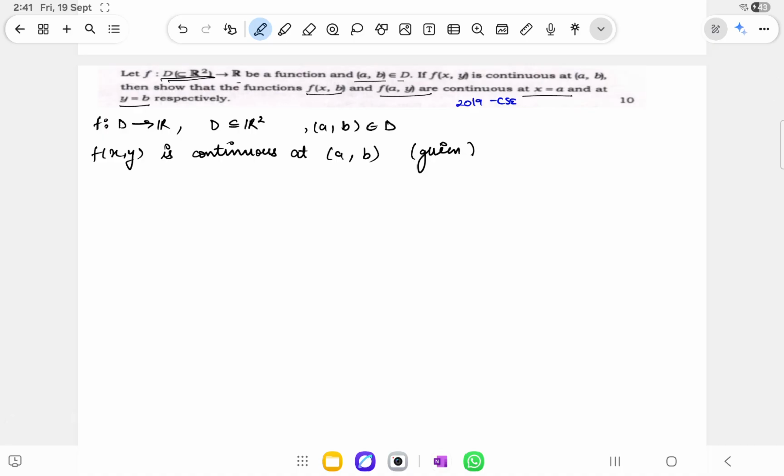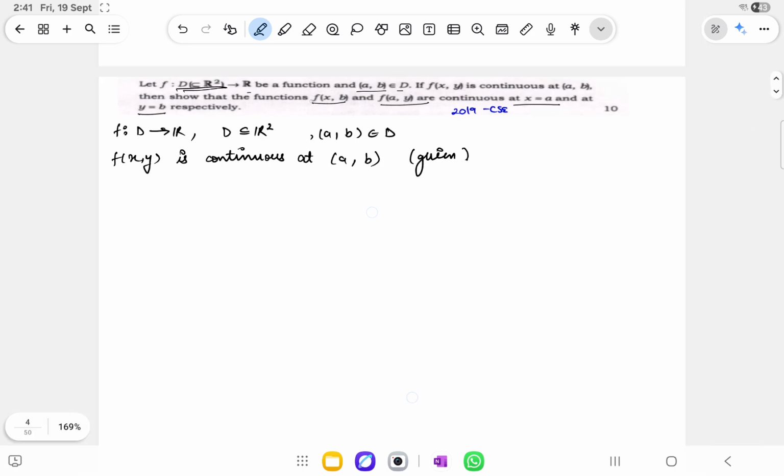In that, what they have done is they have given that a multivariable function is continuous at (a, b), and further they have taken one of the variables turn by turn. First they have taken y as constant, that is b here, and then they have taken x as constant, that is a, and then we are supposed to show that these functions are also continuous. Basically they have turned the multivariable function into one variable turn by turn, and we are supposed to show that these are continuous at the respective points. So let's first write down the definition of continuity of a function in epsilon delta form, and then we will proceed.